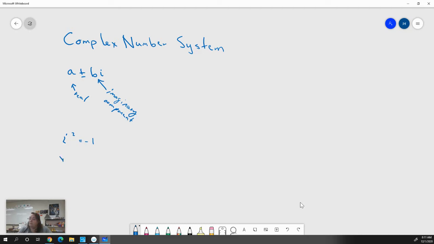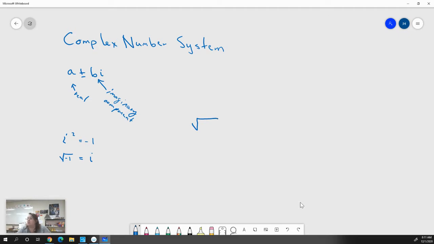The other thing to remember is the square root of -1 equals i. Those are the two biggest pieces of information that I have to offer you when we're talking about the complex number system. Because knowing these things allows us to get rid of the imaginary component when we need to.